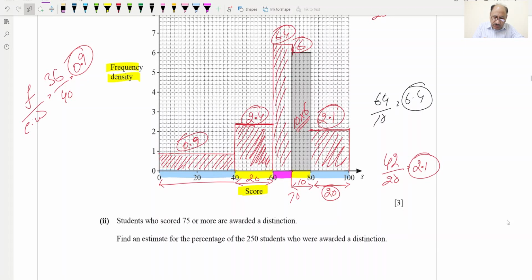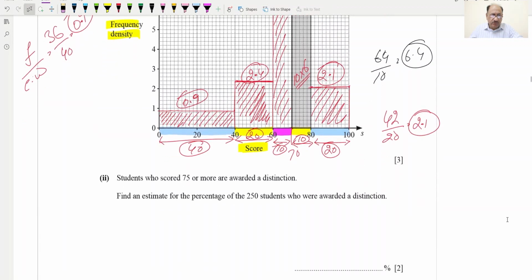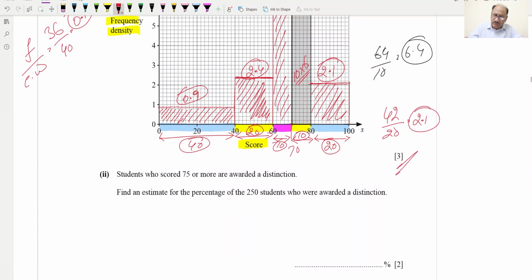This class width is 40, which I missed, and this class width, for 60 to 70, is 10. So these are the class widths. Hopefully I have explained this. 70 is basically the 70 mark in between 60 and 80. Hopefully you understood. This was a 3-mark question.